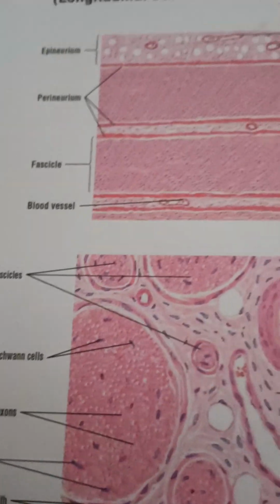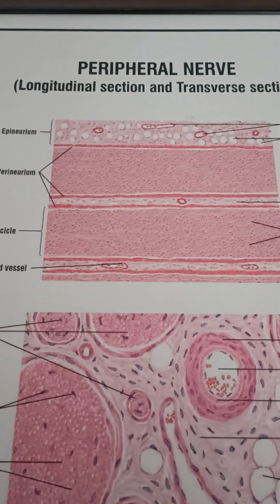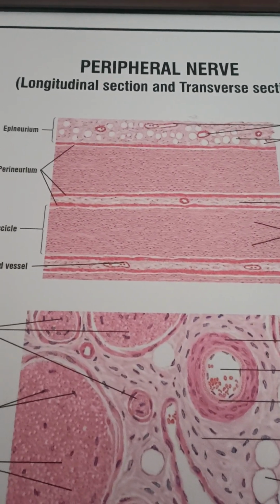So this is about the peripheral nerve, spinal ganglion, and the sympathetic ganglion, which all belong to the nervous tissue.